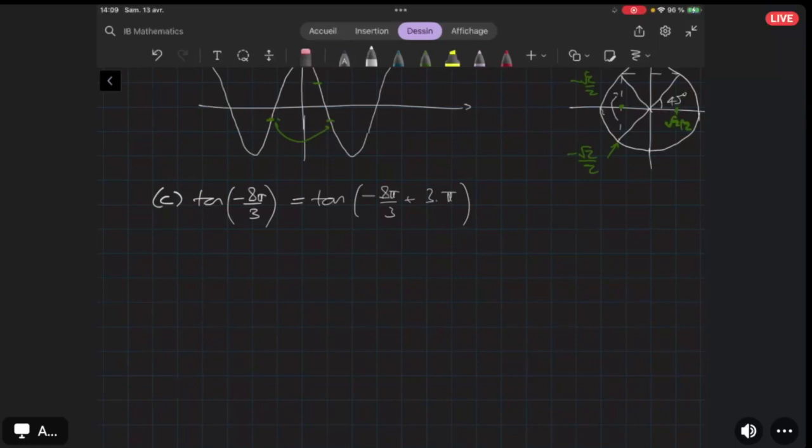What's the period of tan of 10x? Pi. That means that the function repeats itself every pi radians. That means that tan of negative 8 pi over 3 is equal to tan of pi over 3, which is famously known as root 3.